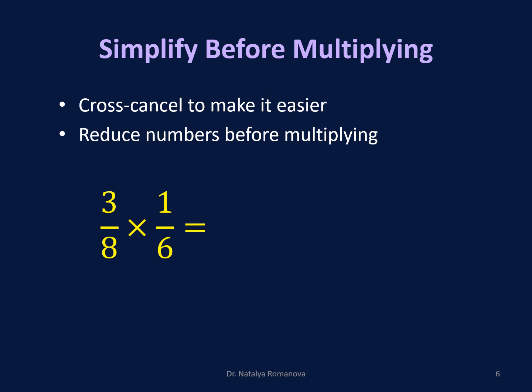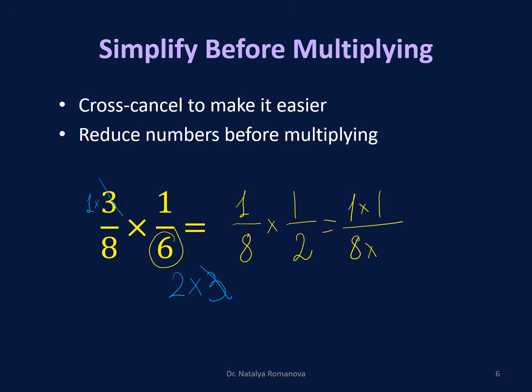Before multiplying, you can simplify by cancelling common factors. For example, what is 6? 6 is 2 times 3. And we have 3, what is 3? 3 is 3 times 1. So now you can cancel the common factor 3. And you will have 1 over 8 times 1 over 2. Now we multiply numerators together and denominators together. We have 1 over 16.